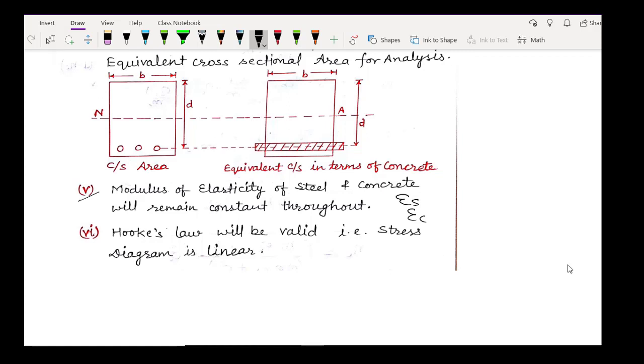And the sixth is that Hooke's law will be valid, that is, the stress diagram will be linear. Means if we are drawing the stress diagram for steel and concrete, it should be linear.